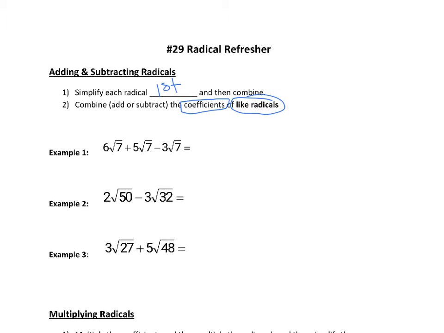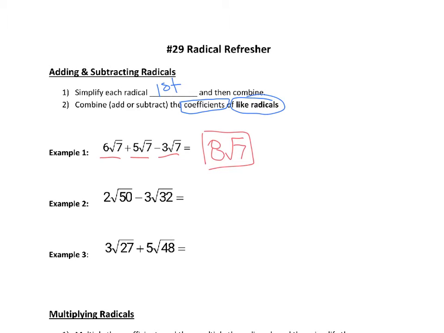So looking at the first example, all of these terms have the same radical, so that means that they're alike, which means I can combine their coefficients. So 6 plus 5 is 11. 11, take away 3, leaves me with 8. And the radical part stays the same. I don't mess with it, okay?